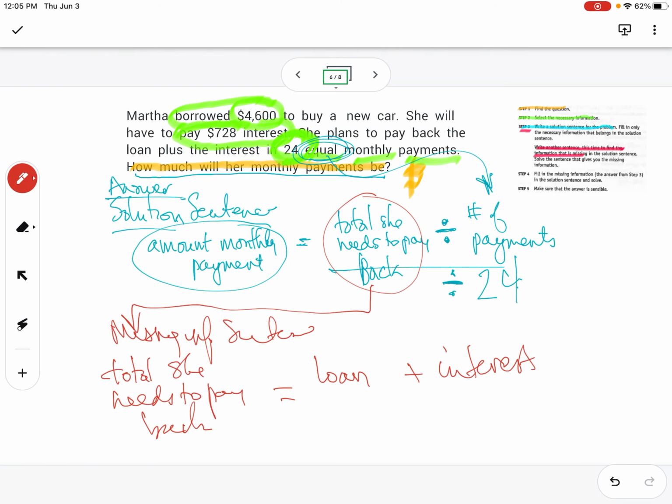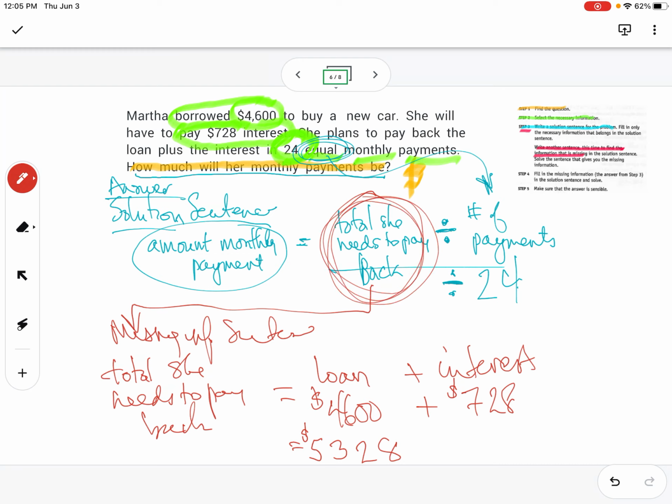It's 12 o'clock. So the amount for the loan, $4,600, and the amount for the interest, $728. Those are both dollar amounts. When I add those together, using my mental math skills there, $5,328 is the total amount that she needs to pay back. So this piece of missing information is no longer missing. I used my missing info sentence to figure it out. Now I'm going to take this and put it right up here where it belongs.